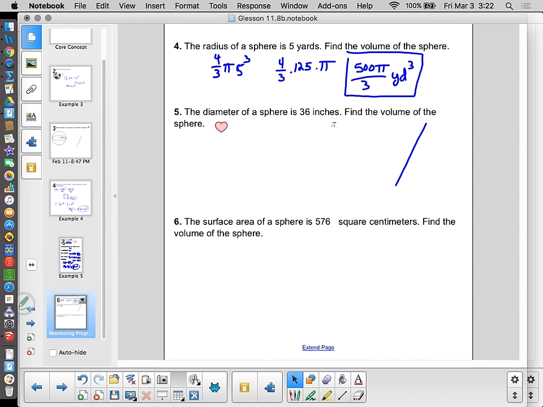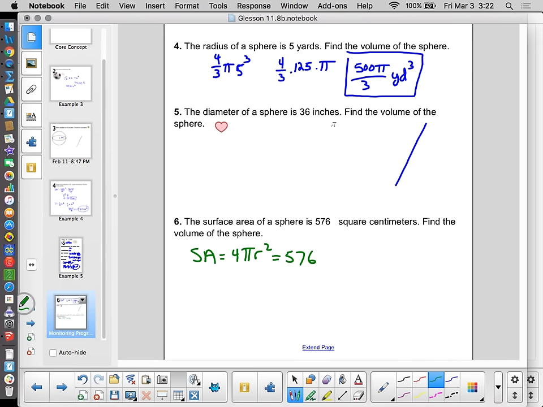And our final example of the year in a regular podcast: the surface area is 576 square centimeters. Find the volume. We did one just like this. Surface area is 4 pi r squared, which is 576 pi. So divide by 4 pi. Pi's cancel, 4's cancel. 576 over 4 is 144. So r equals 12.